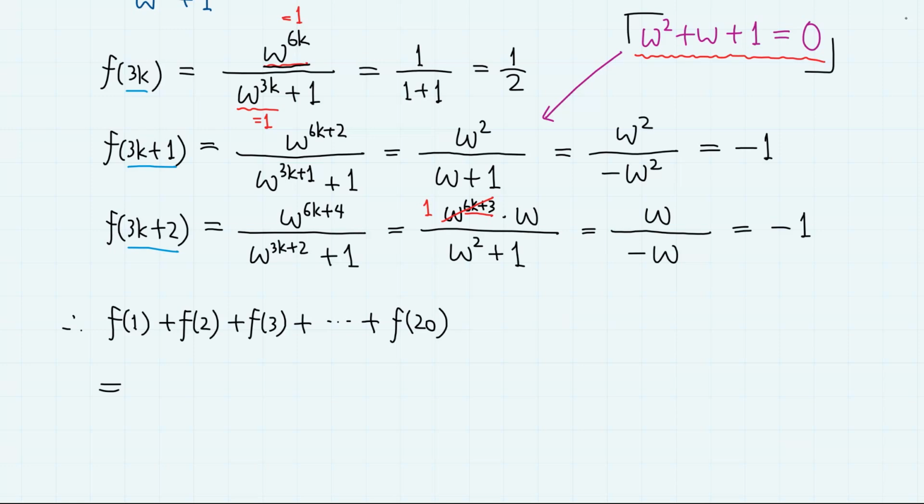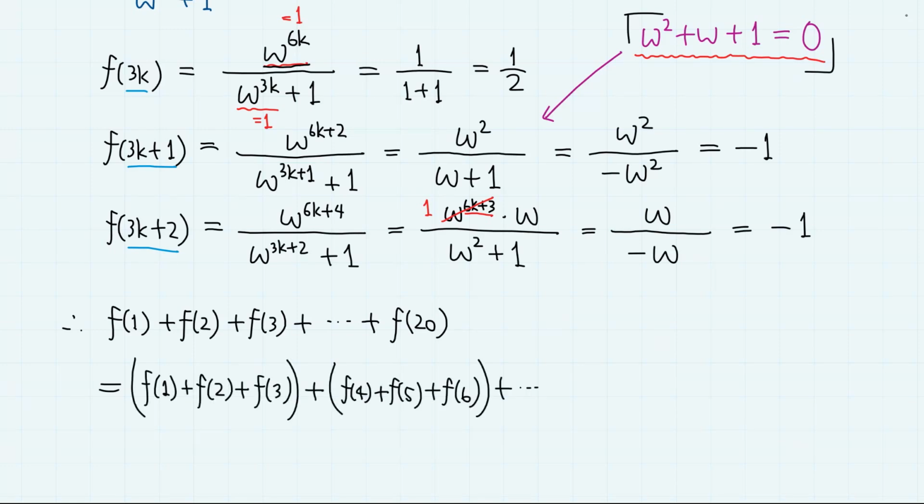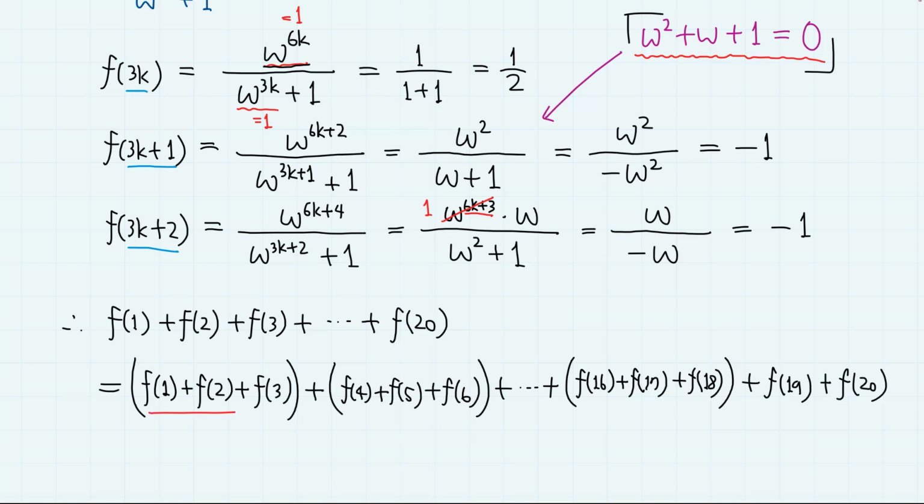Therefore, as for this summation, we can group them by 3 because the values of the function repeat by periodicity of 3. So we can group the terms until f of 16 plus f of 17 plus f of 18. And in the end, we have f of 19 plus f of 20. Here, as for the first group, f of 1 equals negative 1, f of 2 equals negative 1, and f of 3 equals 1/2, which gives negative 3 over 2. That is, each of this group also have a value of negative 3 over 2.